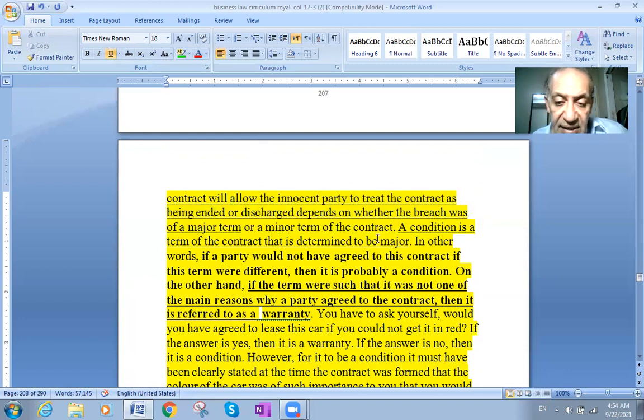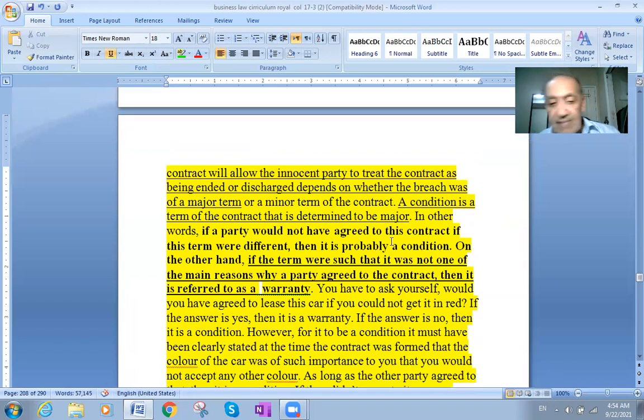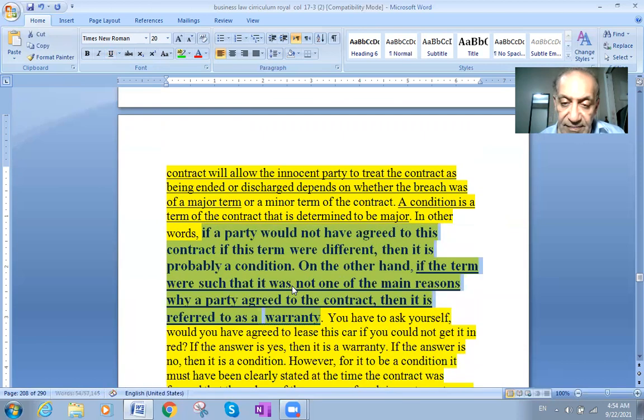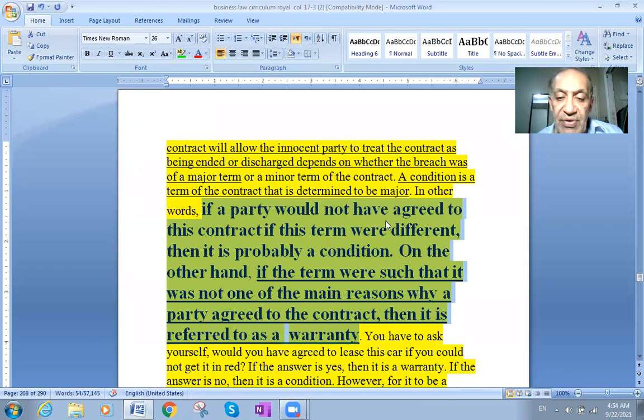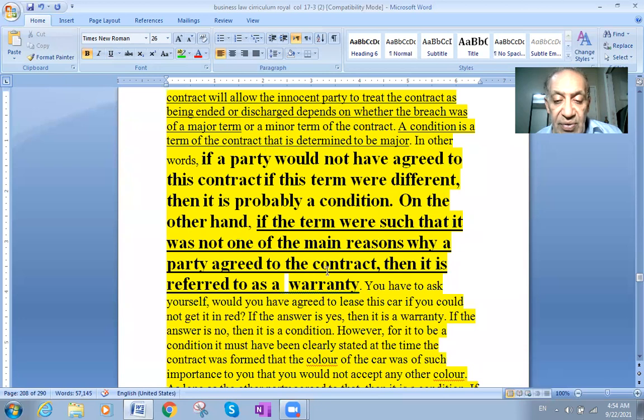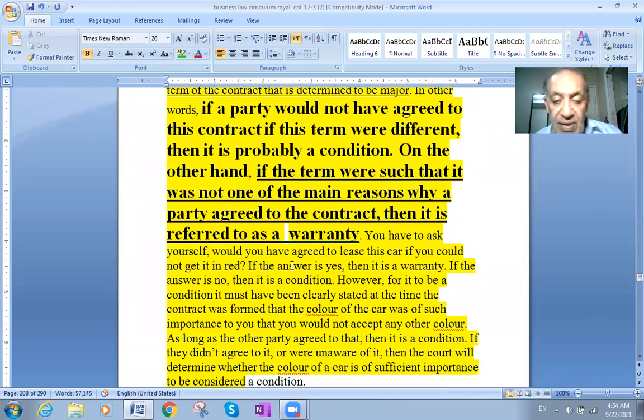A condition is a term of the contract that is determined to be major. In other words, if a party would not have agreed to this contract if this term were different, then it is probably a condition. On the other hand, if the term were such that it was not one of the main reasons why a party agreed to the contract, then it is referred to as a warranty.